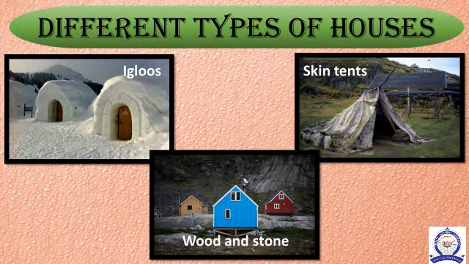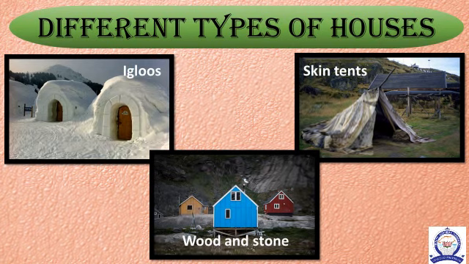Now we can see about the houses. Greenlanders build snow houses or igloos during the winter season. Blocks of ice are used to construct them. The houses are dome shaped.